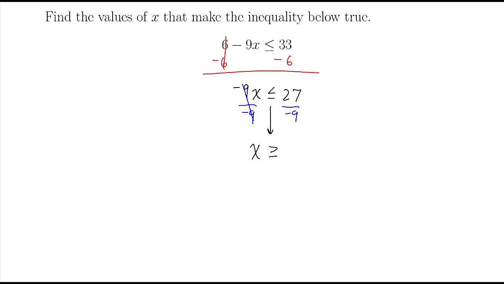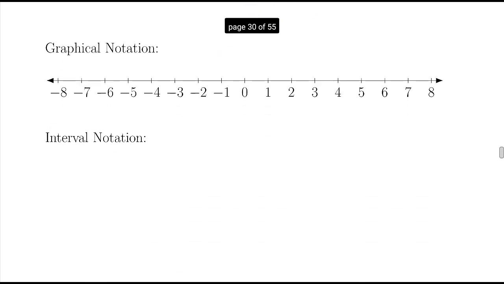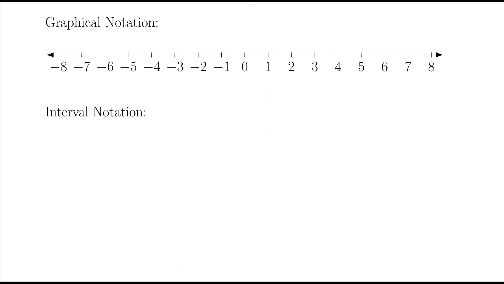27 divided by negative 9 is negative 3. So I have x is greater than or equal to negative 3. Okay, so don't forget to flip that around. Now, let's go and graph this and write the interval. x is greater than or equal to negative 3. Okay, so x could equal negative 3.